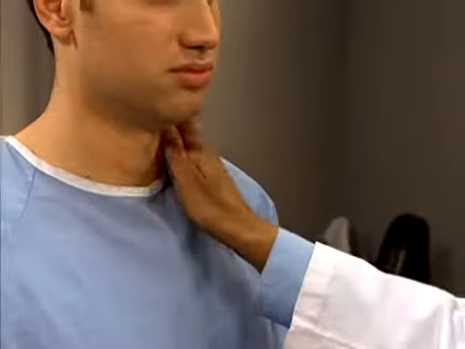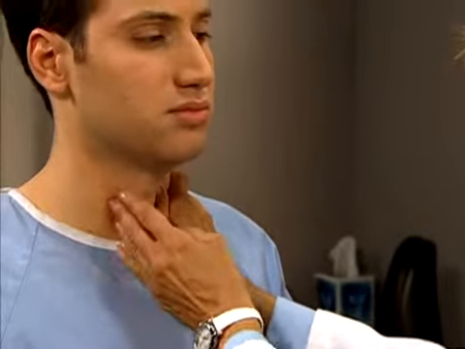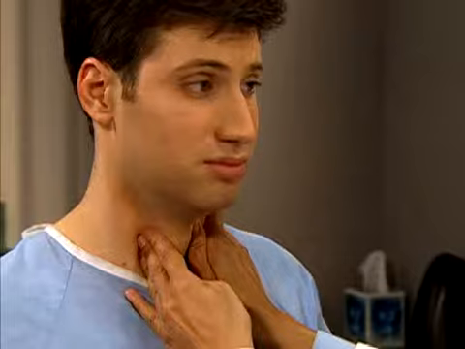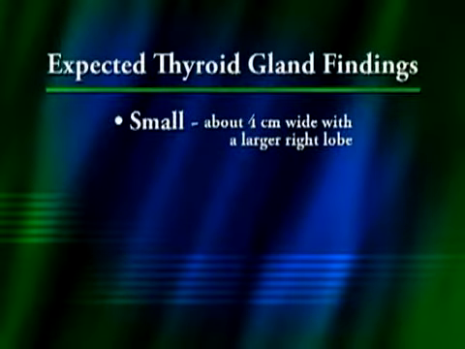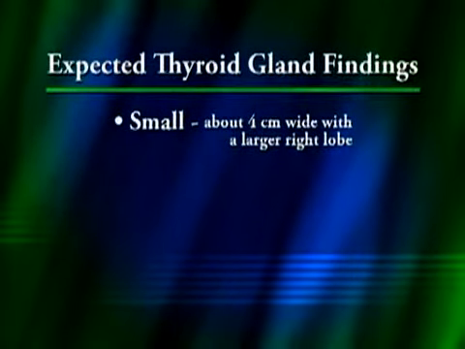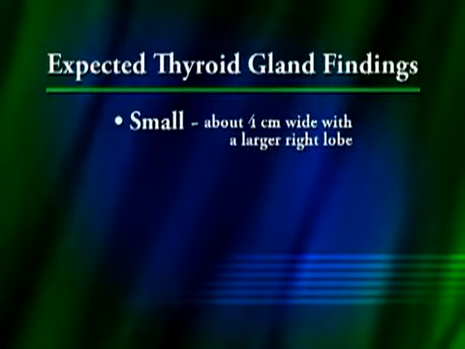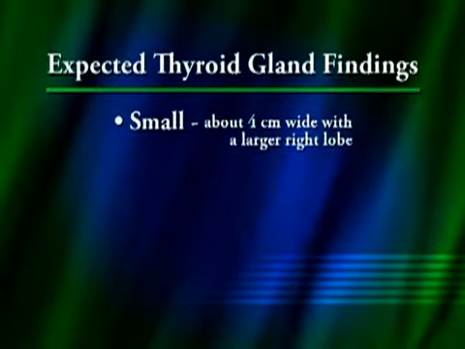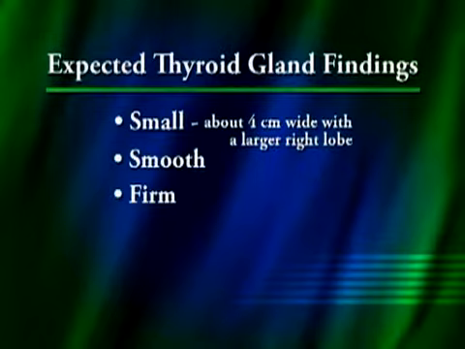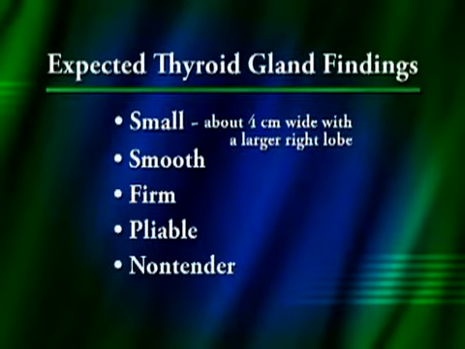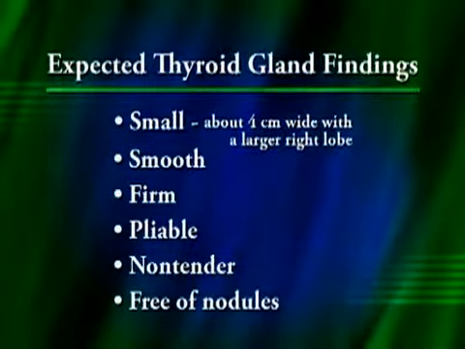Check the other side. To assess the right lobe, reverse your hand positions. If palpable, the thyroid gland should be small, about 4 centimeters wide, with the right lobe slightly larger than the left, and it should feel smooth, firm, pliable, non-tender, and free of nodules.